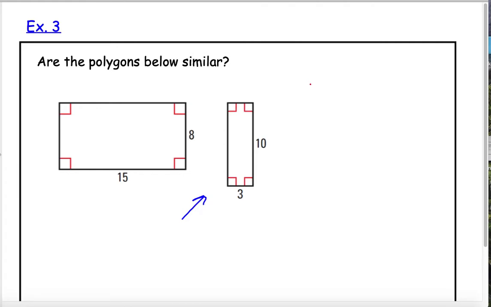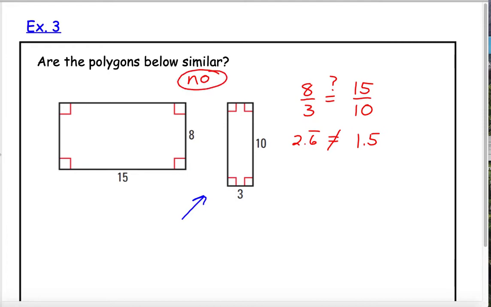So let's check, is 8 over 3 equal to 15 over 10? Once again, you can grab a calculator and divide these. When you divide 15 over 10, we get 1.5. We did that one already in the last example. When you do 8 divided by 3, you wind up getting 2.6 repeating. Those are not the same ratios, so no, these polygons are not similar. So it's important that all the angles have to match, the corresponding angles have to be congruent, but the ratios of the corresponding sides also have to be equal. Let's look at some more examples.